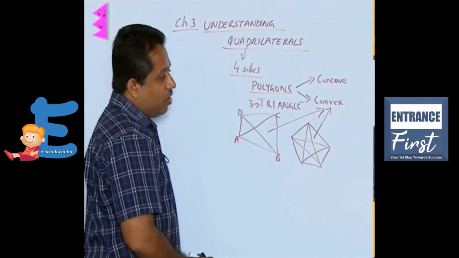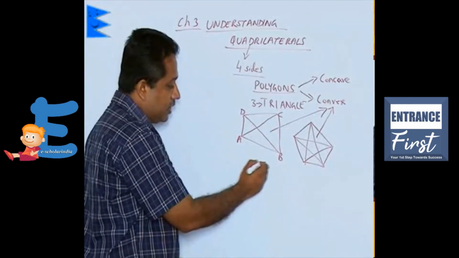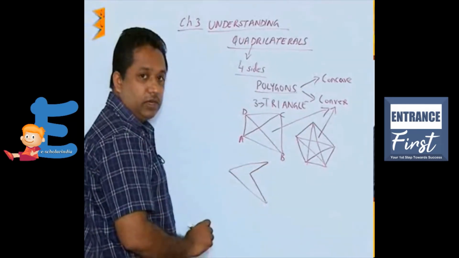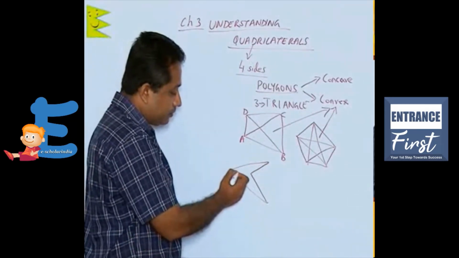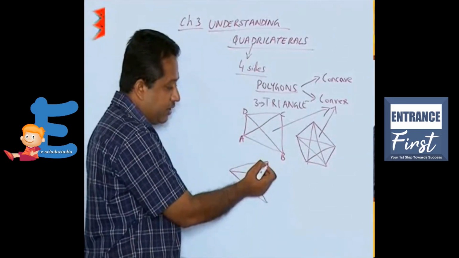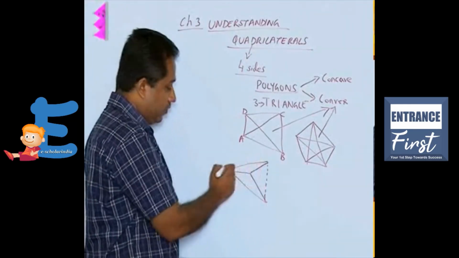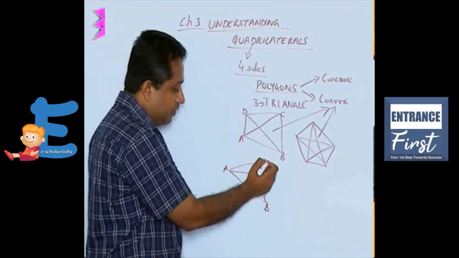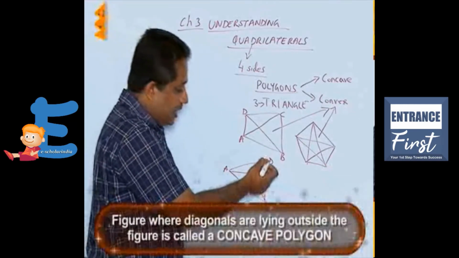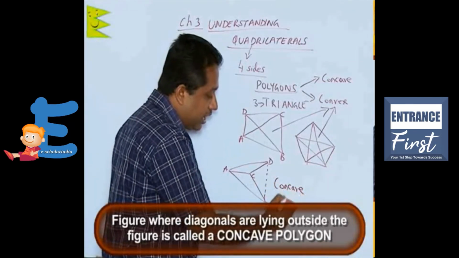Now, if these are convex polygons, then what are concave polygons? Concave polygons will be figures where a diagonal will lie outside the figure. So if you are joining this diagonal here, this is inside, but if I am joining this vertex to this vertex, then this diagonal lies outside the basic figure. So if I name this as ABCD, we find that one diagonal lies inside, but the other diagonal is outside. So when diagonals are lying outside, then such figures are called concave polygons.